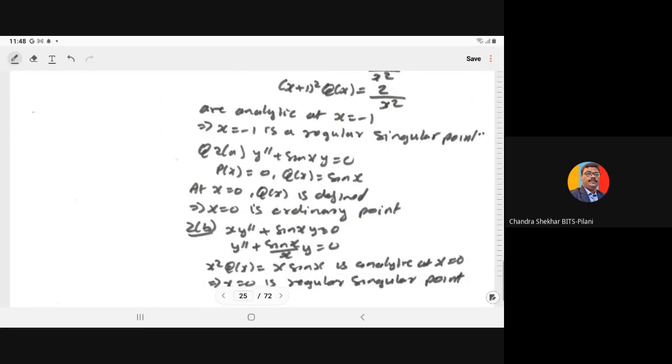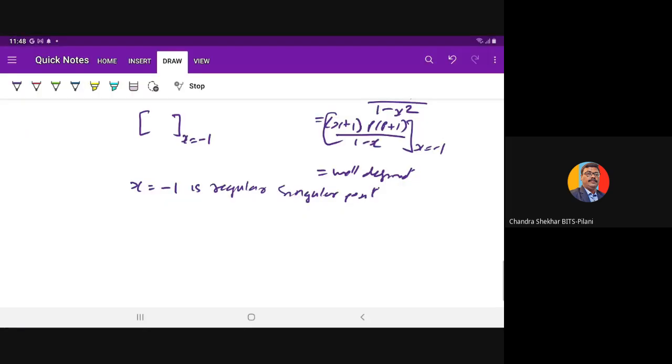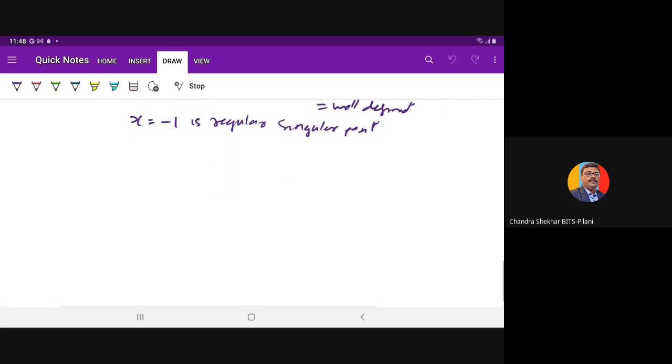Now, in this question, y double dash plus sin x y is equal to 0. Now you have to check the singularity, the nature of x equal to 0. We have the differential equation y double dash plus sin x y equal to 0. You have to check this nature.